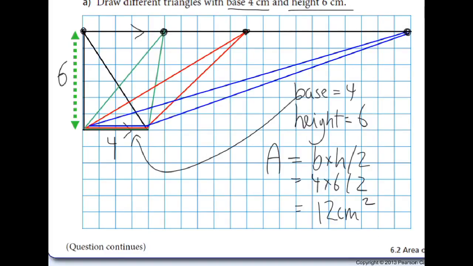All of these triangles, 12 centimeters squared, despite the fact that they have dramatically different shapes. And that's the point of understanding that as long as the height is the same, it doesn't matter what shape they have.